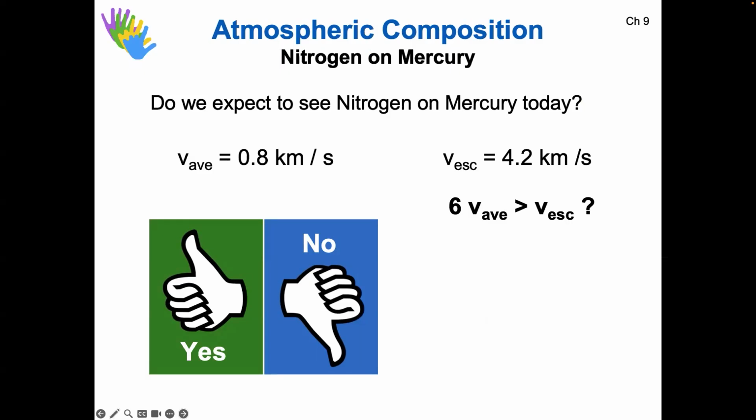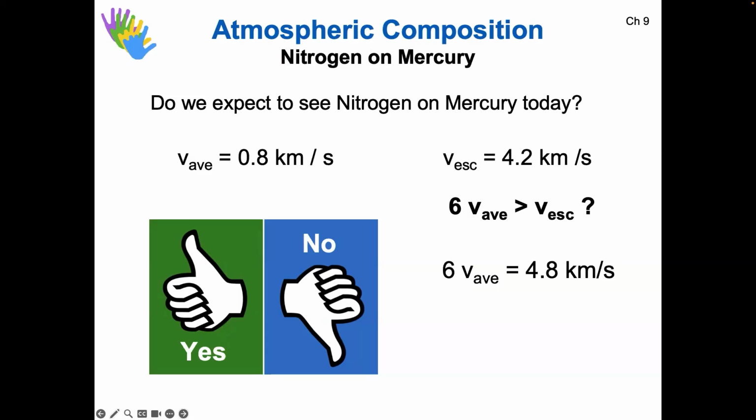So with this, I'm giving you the average speed on Mercury, and I'm giving you the escape velocity on Mercury. Do you expect to see nitrogen on Mercury today? The gas nitrogen, which I told you last lecture is about 70% of the atmosphere on ours. The real question you want to ask yourself: multiply by 6. Are we going to see nitrogen? Are we not going to see nitrogen?